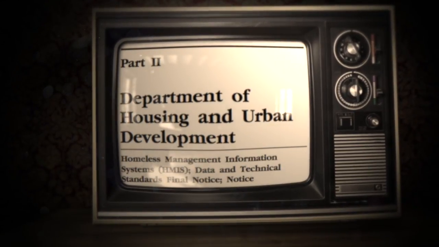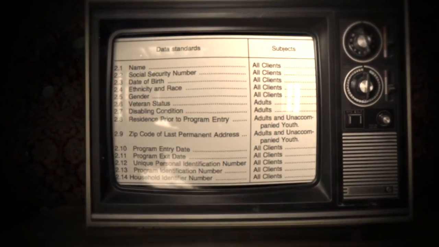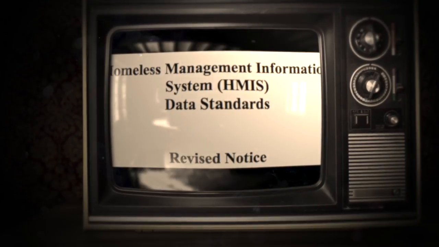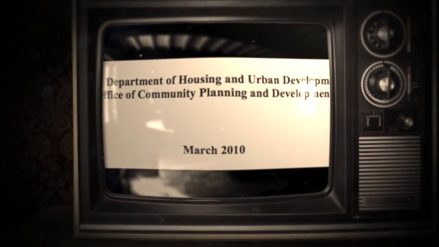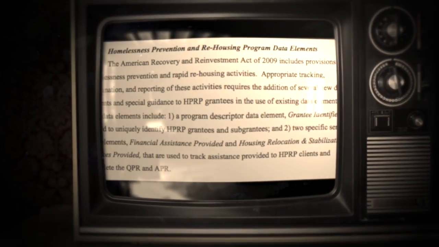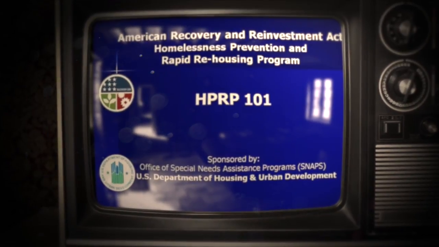The requirements for data collection, privacy safeguards, and security controls for all local HMIS were published in the Federal Register by HUD in 2004. In March 2010, HUD updated the Data Standards Revised Notice, incorporating additional data collection requirements for the Homelessness Prevention and Rapid Rehousing Program, or HPRP, funded under the American Recovery and Reinvestment Act.